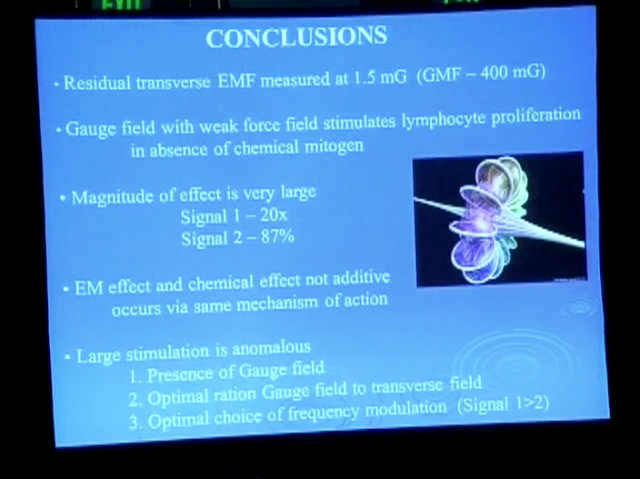So in conclusion, the non-classical gauge fields of SU2 symmetry generated by this kind of coil do in fact stimulate human lymphocytes. The magnitude of the effect is very large. It's on the order of 20-fold. In fact, there was more than one signal, and some signals work much better than others. Signal 2 was less effective.